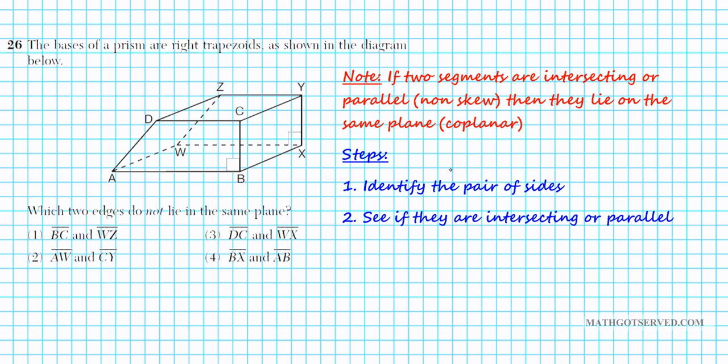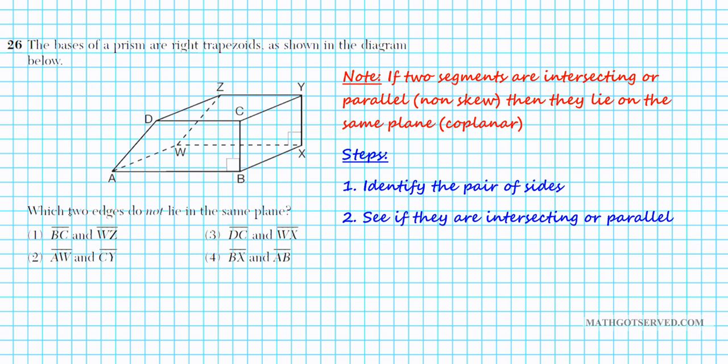Now the steps we're going to use to solve this problem is we're going to identify the pair of sides on this right trapezoidal prism, and then we're going to see if they are intersecting or parallel. If they are intersecting or parallel, then the sides are coplanar. They are not skew. But if they are not intersecting and not parallel, then they are not coplanar and they are skew. Okay? All right, so let's take a look at it.